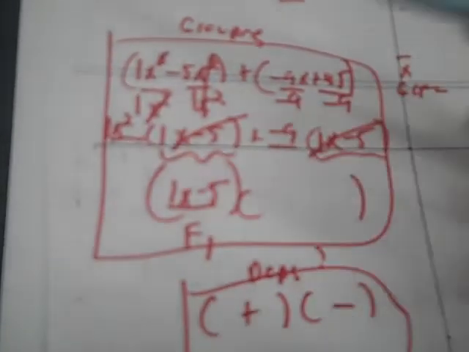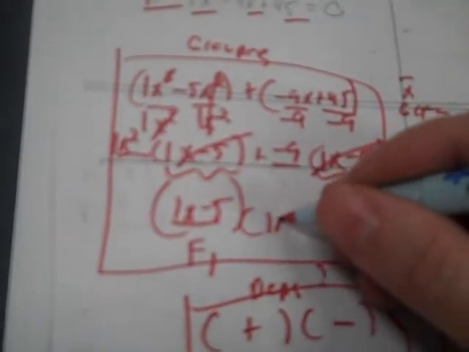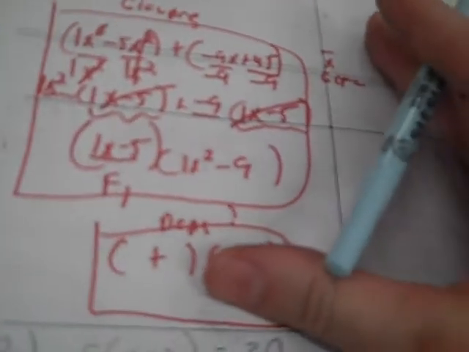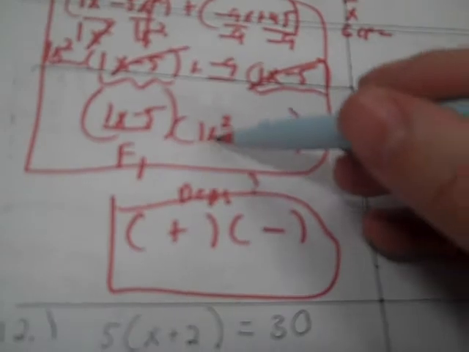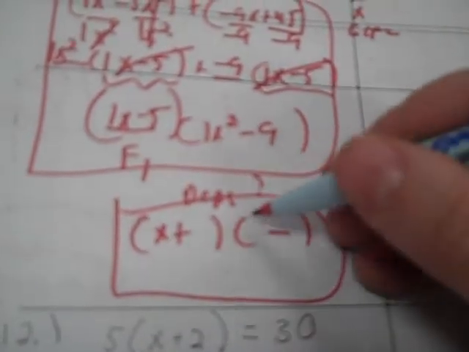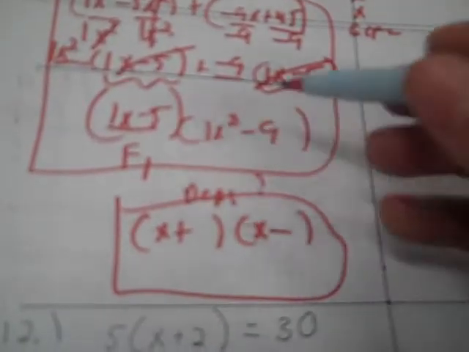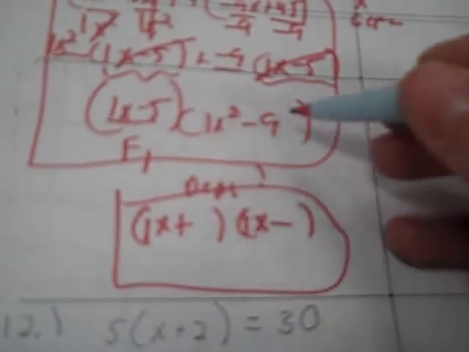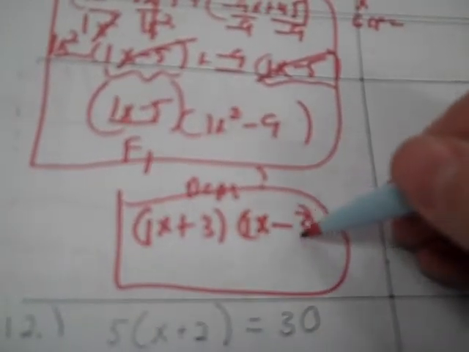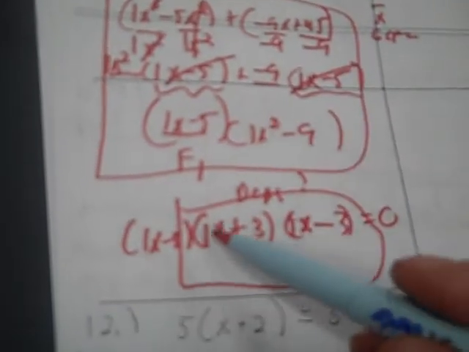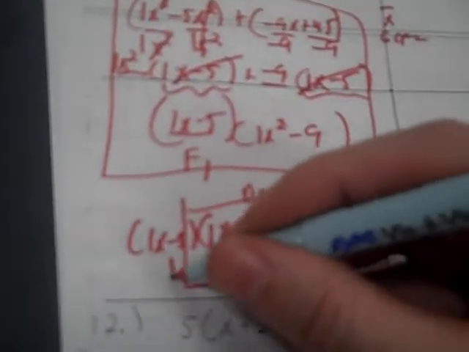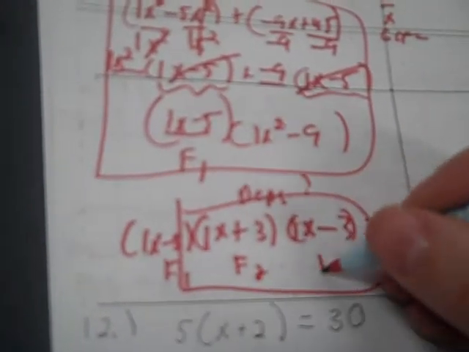Okay, you have 1x squared minus 9. Now we look here. We have x squared, so we know that's x times x. 1 would be 1 times 1, and 9 would be 3 times 3. You want to drop that 1x minus 5 down, and I have successfully rewritten this expression in 3 factors: F1, F2, F3.